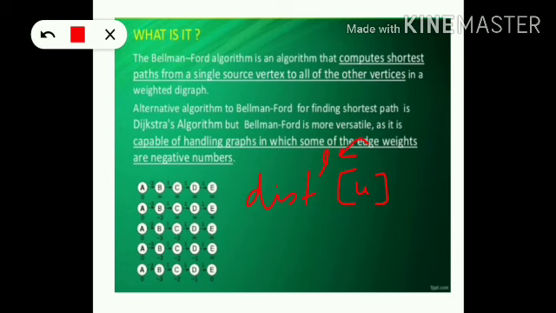So similarly, dist of 1 U is always equal to the cost of V U. So it is nothing but the distance from vertex 1 to all other vertices is given as the cost of the edge from V to U, where V is our source vertex. So it is representing the distance from vertex 1 to all other vertices.